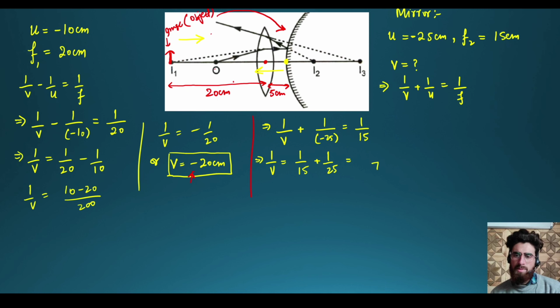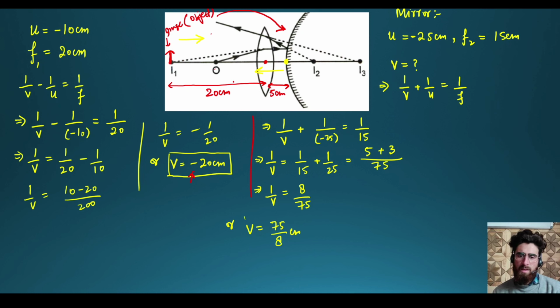While taking the LCM, 75 comes out to be the LCM of the two. 15 into 5, and 25 into 3. So 1 upon v equals 8 upon 75, or I can write that v equals 75 upon 8 centimeters. We know that 8 nines are 72, so it's approximately 9 centimeters. We will keep it 75 upon 8.